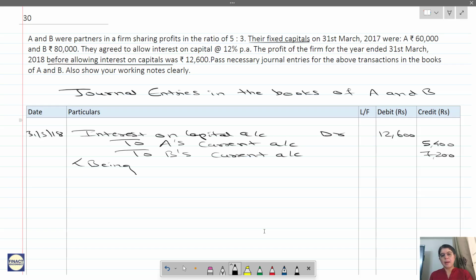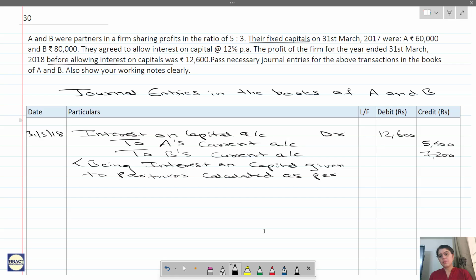B, interest on capital given to partners. Calculated as per, you can just give the reference, working note number 1.